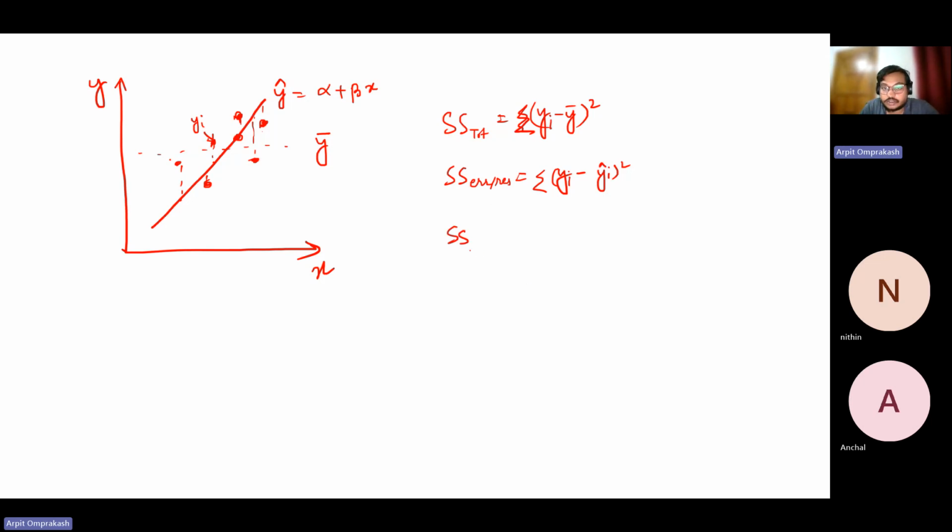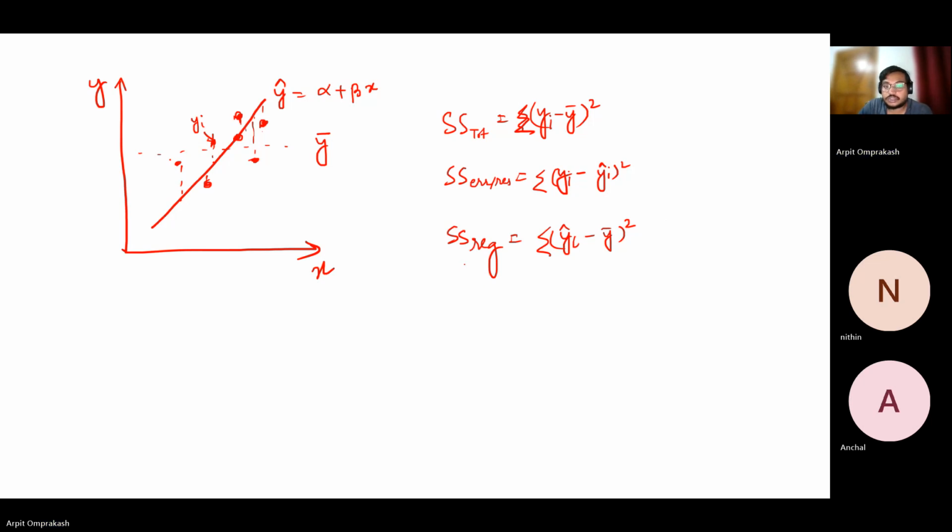SS regression. It's actually called SS regression. So this is basically yi hat minus y bar. So what this tells us is basically our predictions, or the line that we have built, the line that we have predicted, how much is the line deviating from the mean, right? So how much is the line deviating from the mean?